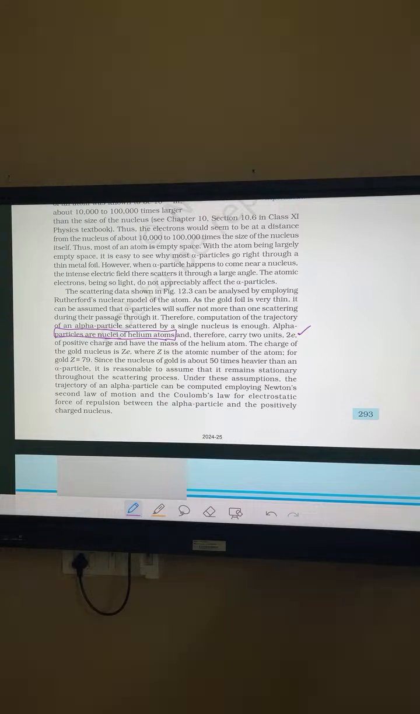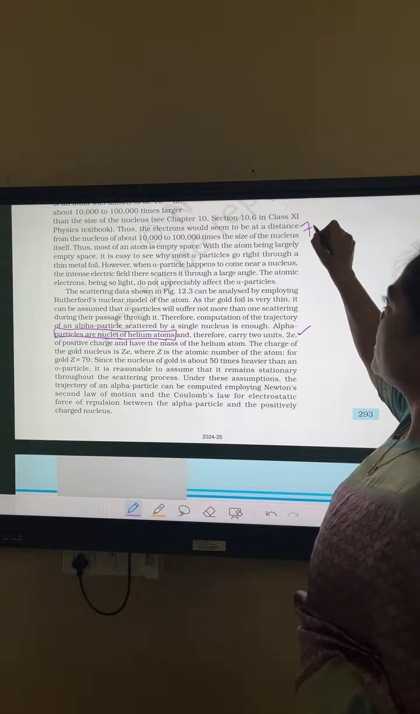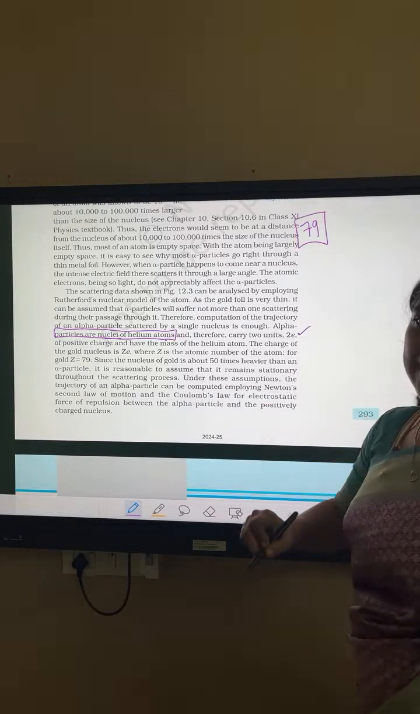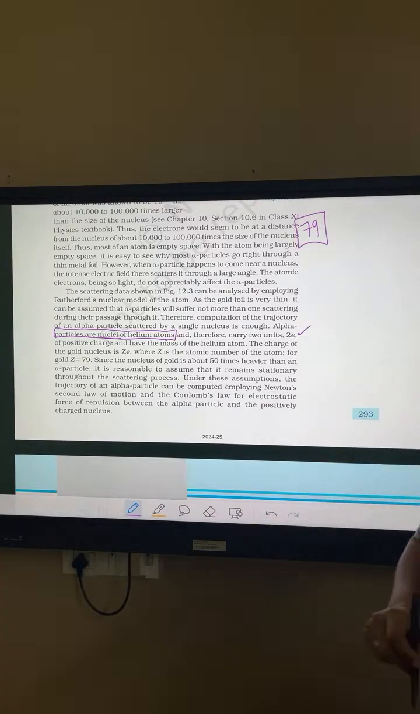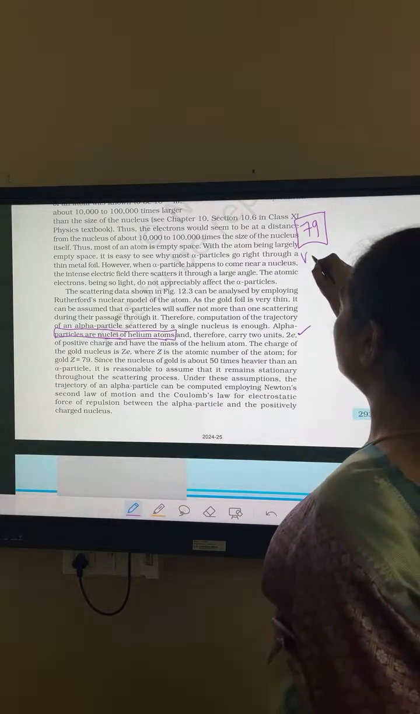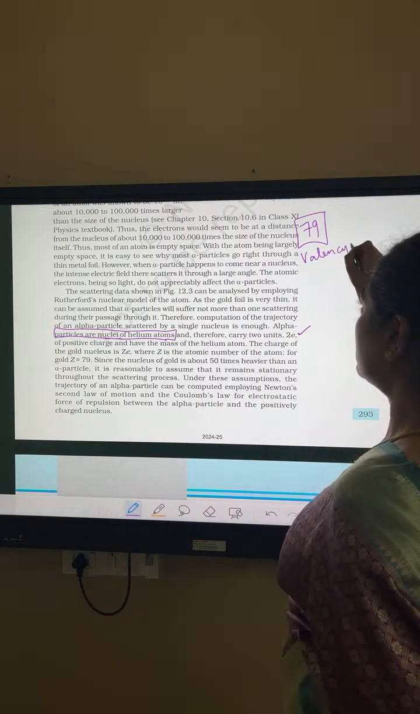Understood or not? Yes, ma'am. Why is it remaining stationary? Since the atomic number is 79. What is its valency? Take it as an assignment. Still you are in 7th or 8th standard. How do you find the valency? You just think about it.